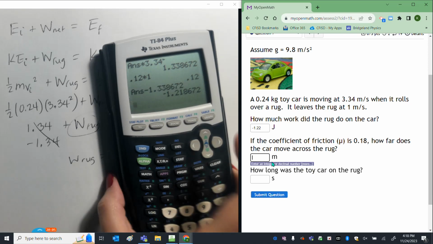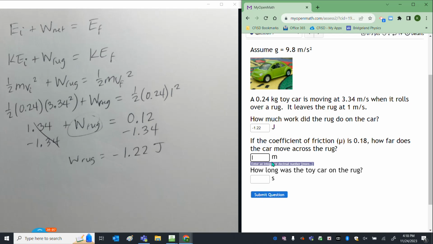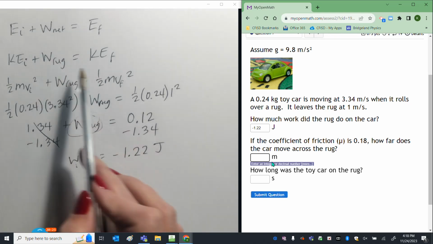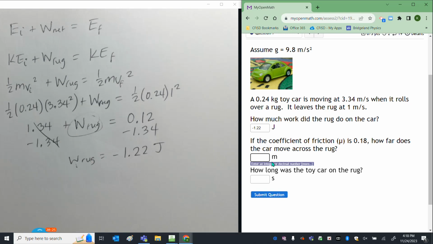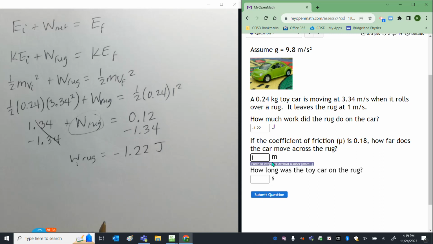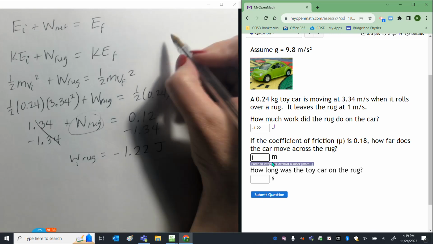All right, if the coefficient of friction, mu, is 0.18, how far does the car move across the rug? Again, we know that work is equal to not just this energy transfer equation here, but work is also equal to force times displacement. So we can find the displacement if we have the force. Okay, and we have the work, we need the force. The force here, again, ultimately is due to friction between the rug and the car.